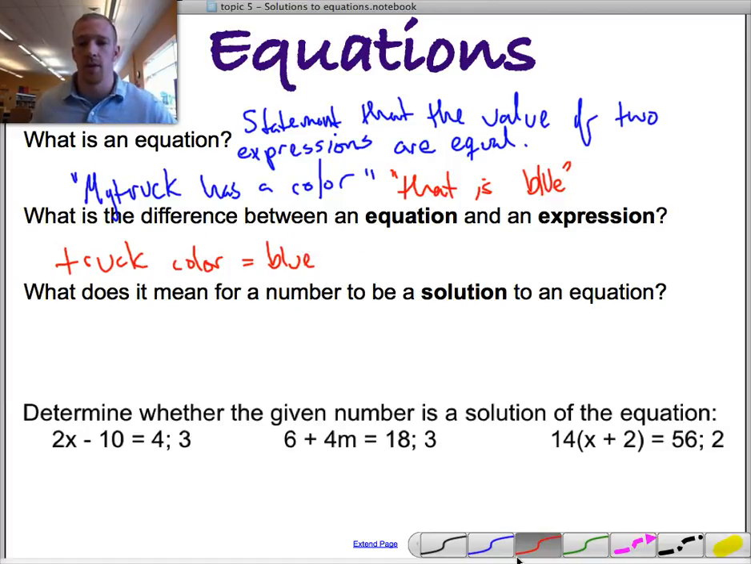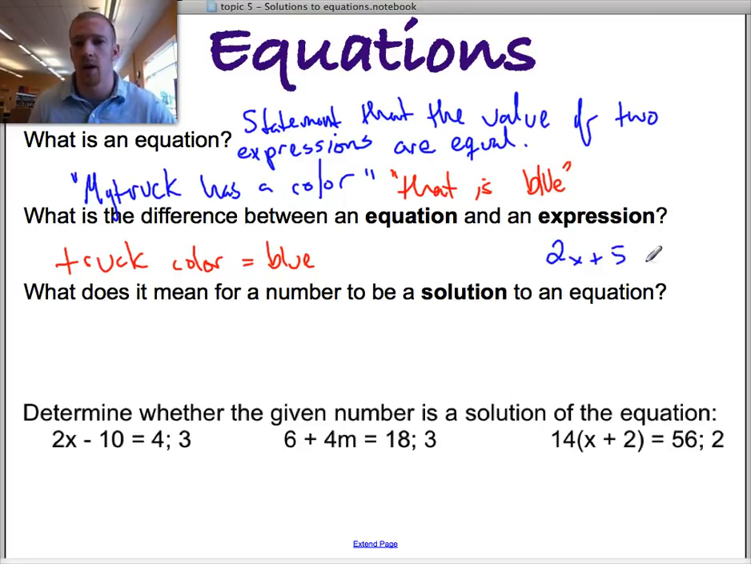So we can have things like 2x plus 5. That's just an expression. When we set that equal to something, now we have an equation. All right, so an equation always has an equal sign all throughout the process. An expression does not necessarily.